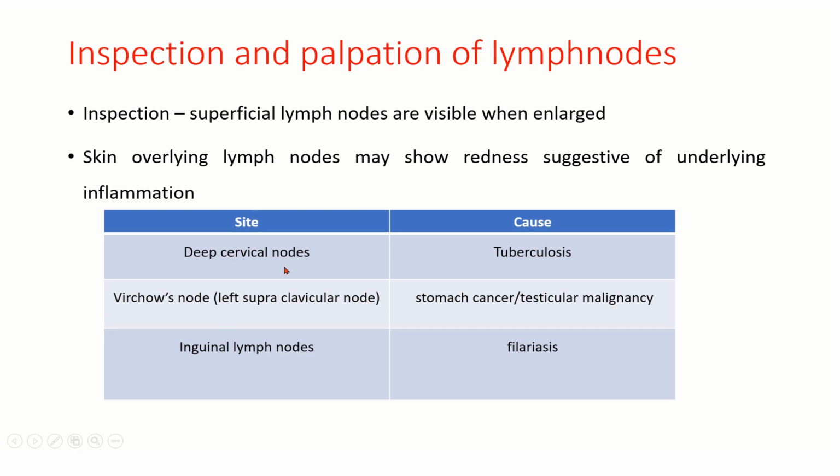These sites also give a fair look into the probable diagnosis. If the deep cervical nodes are enlarged, the most common cause might be tuberculosis. If you see Virchow's node, the left supraclavicular node, the underlying cause might be stomach cancer or testicular malignancy. In inguinal lymph nodes, filariasis. These are the commonest causes in these regions, but definitely there are other causes for these regional lymph nodes.